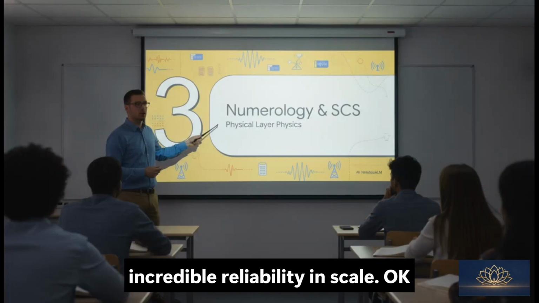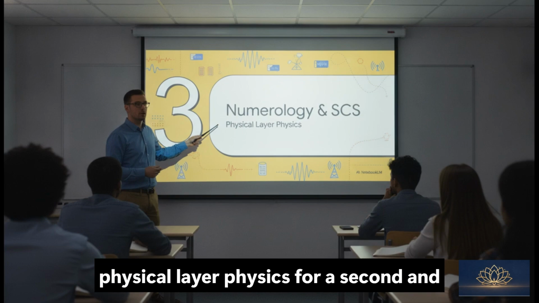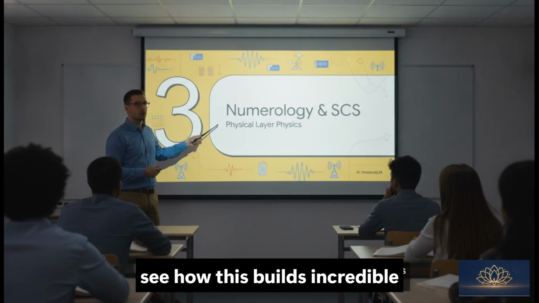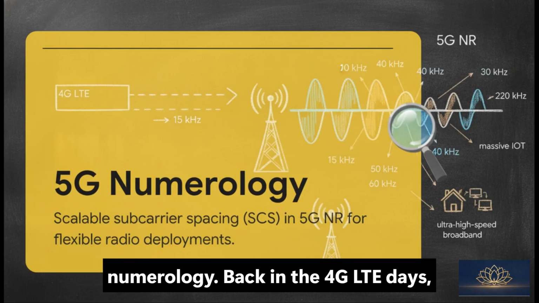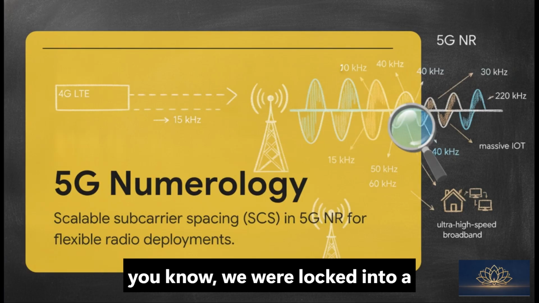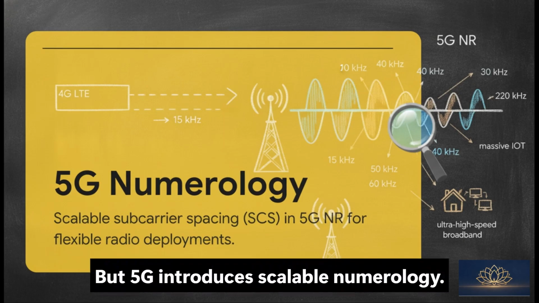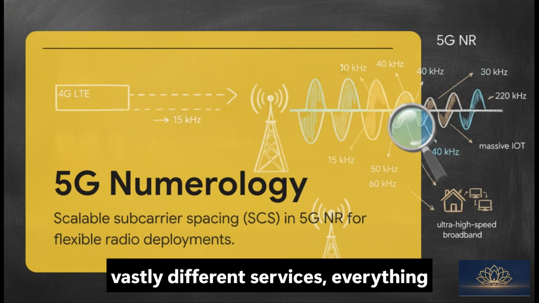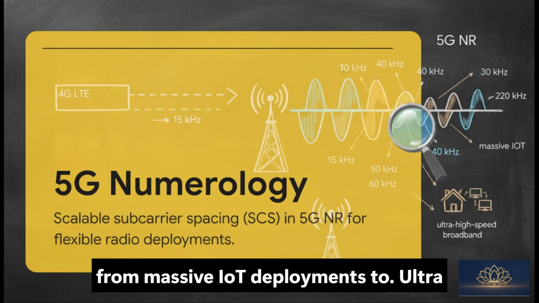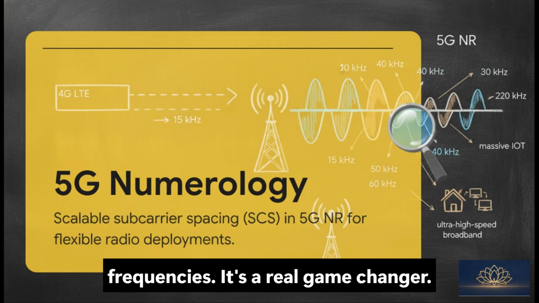Okay, Section 3, Numerology and Subcarrier Spacing. Let's pivot to the physical layer physics for a second and see how this builds incredible flexibility right into the radio interface. We call this concept numerology. Back in the 4G LTE days, we were locked into a very rigid single subcarrier spacing of 15 kilohertz. It was a compromise, really. But 5G introduces scalable numerology. This allows the radio network to support vastly different services, everything from massive IoT deployments to ultra-high-speed broadband, and it can do it across very different carrier frequencies. It's a real game changer.